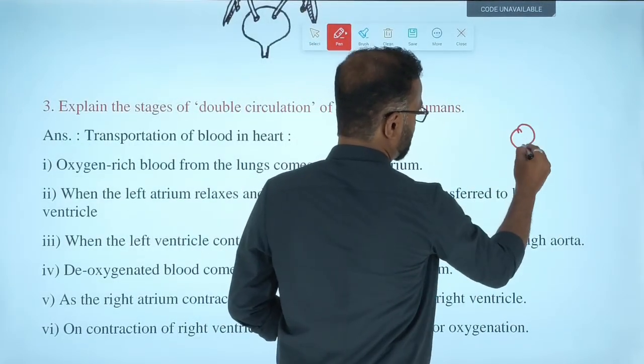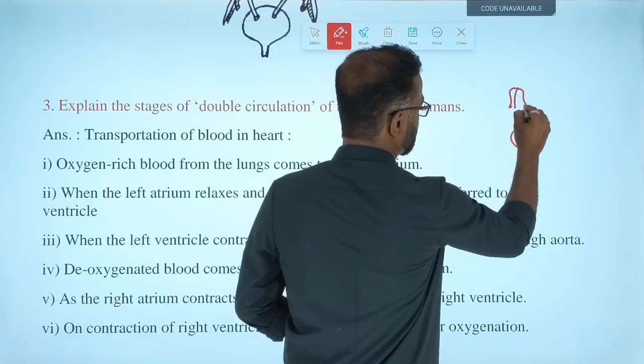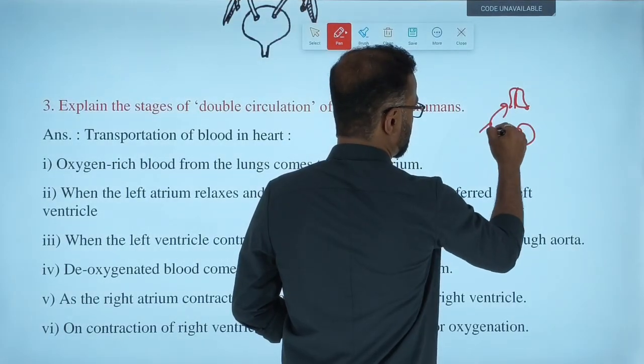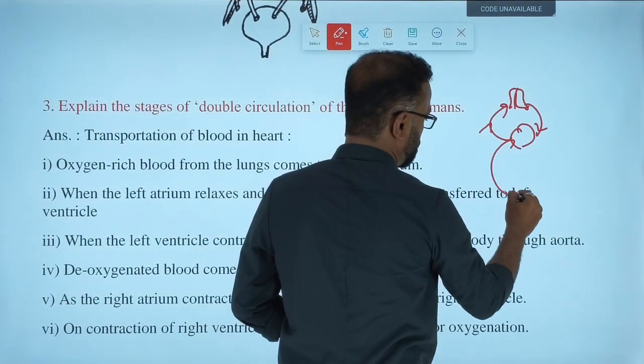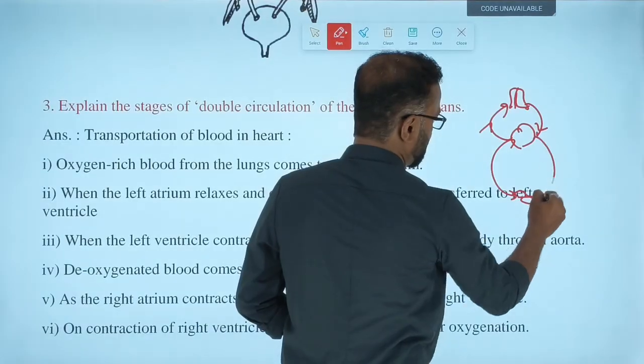This is the heart, imagine, and these are the lungs, and the heart to all the parts of the body.